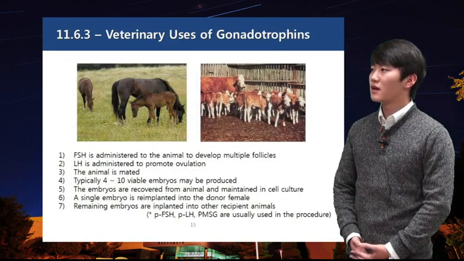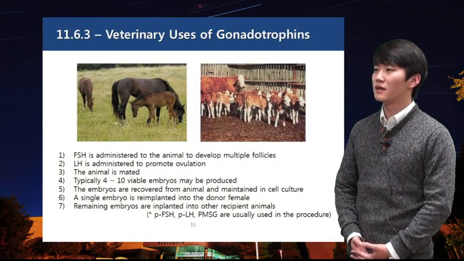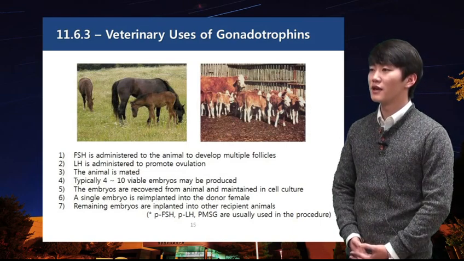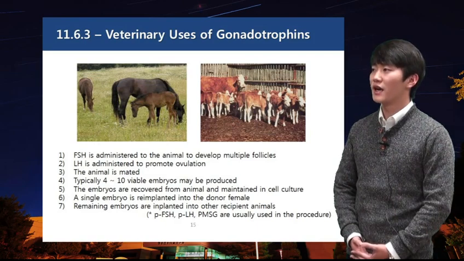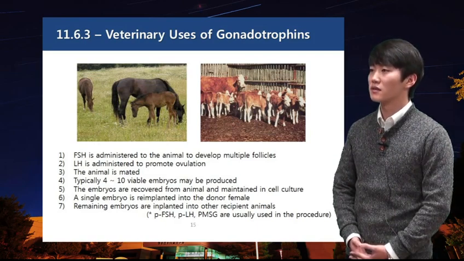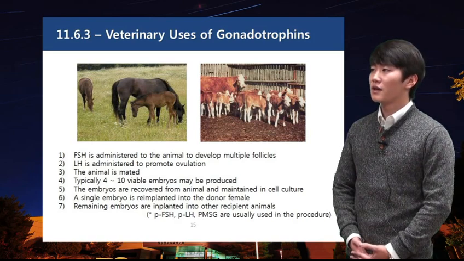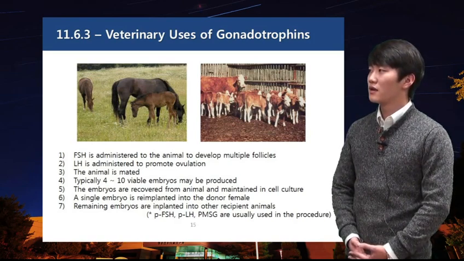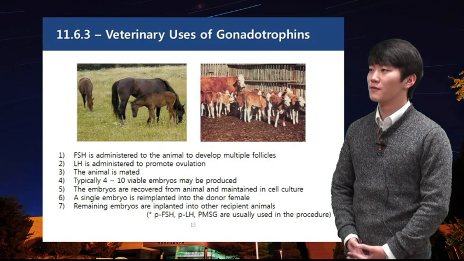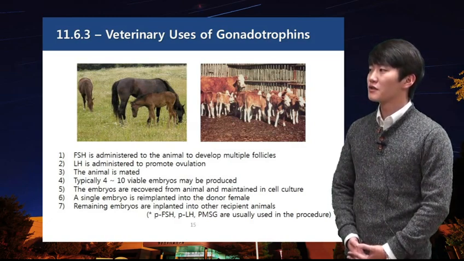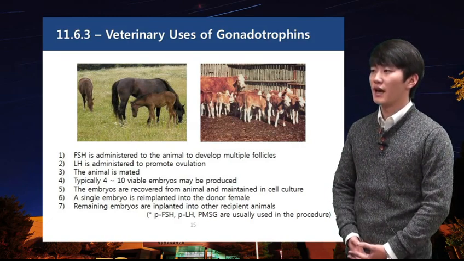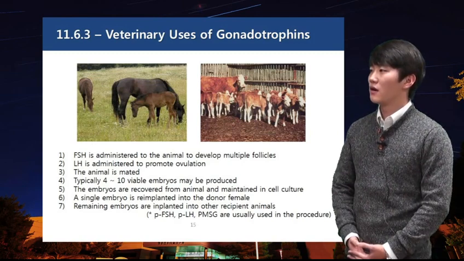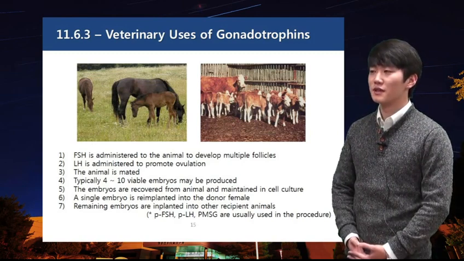Gonadotrophins may be utilized to treat subfertility in animals and are routinely used to induce superovulatory responses in valuable animals such as horses and cattle. The theory and practice of superovulation is quite similar to the use of gonadotrophins to assist in vitro fertilization procedure in humans. Exogenous FSH is administered to the animal so that multiple follicles can develop simultaneously.